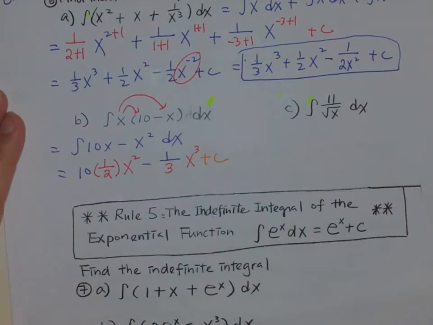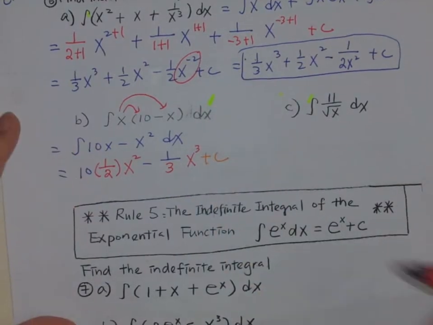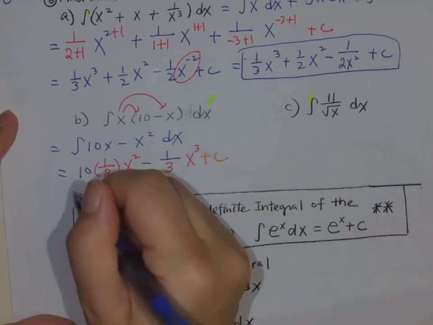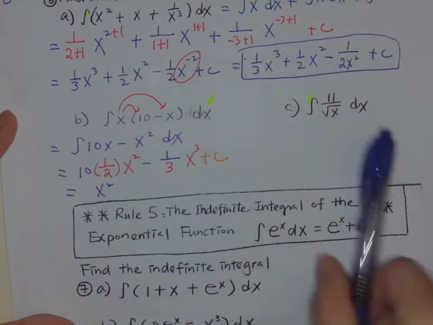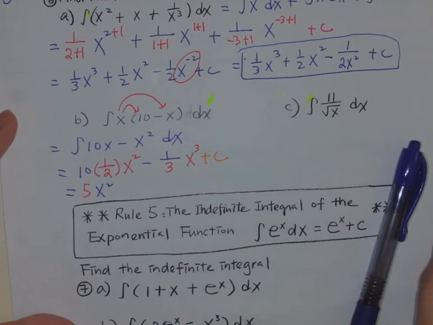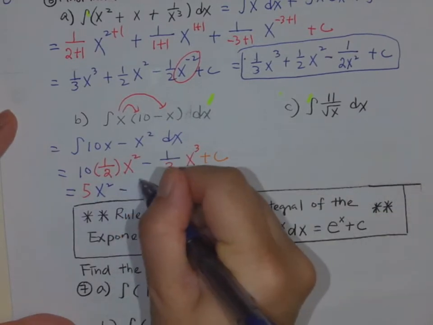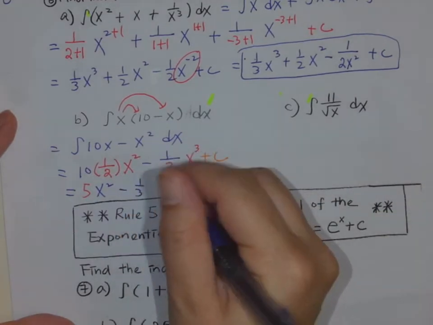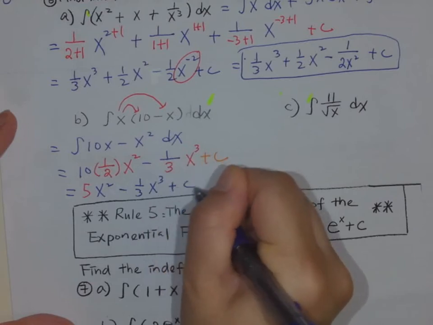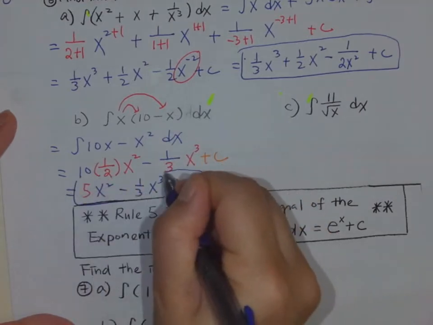Okay, so clean that up. 10 divided by 2 is what? We have a 5x squared, and then minus 1/3 x cubed plus a c, right? So that's my final answer. Hopefully you're okay.